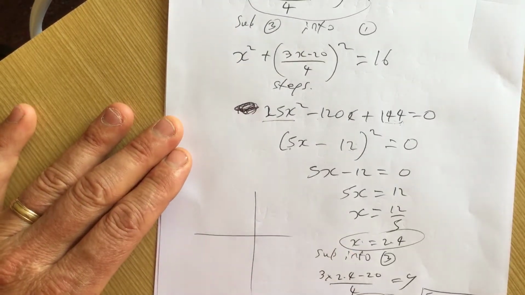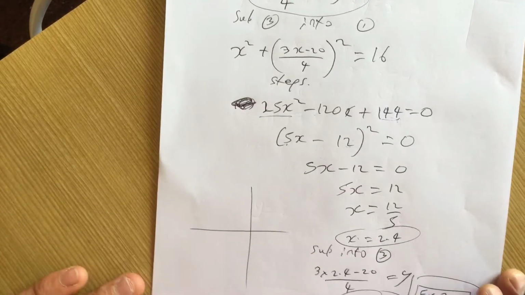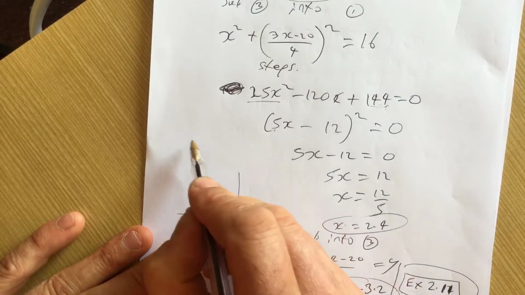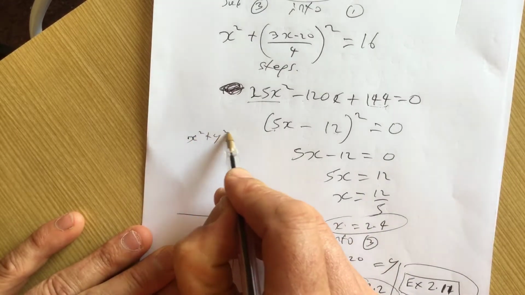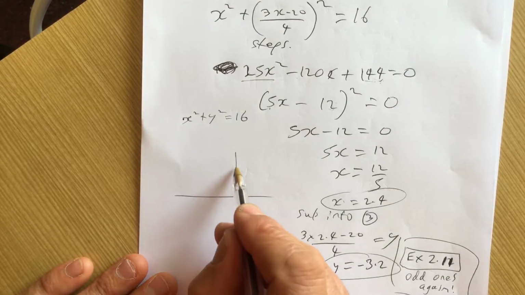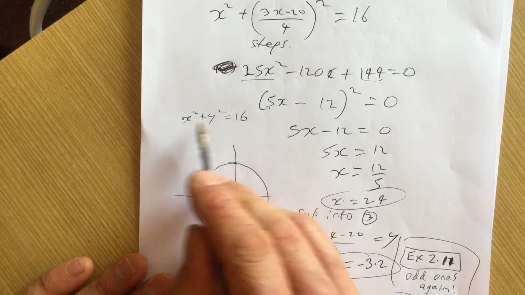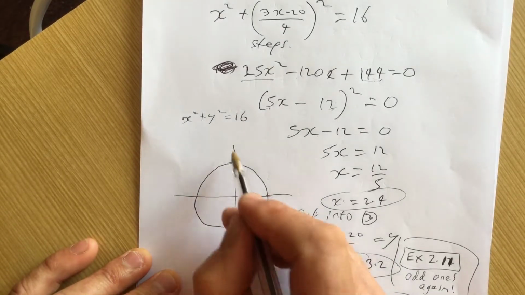I just want to finish off before you do these. These are the questions you need to do, but I want to finish off by looking at what that means graphically. So the first thing I want to say is, what is x squared plus y squared equals 16? What does that look like? Again, remember, this is not our topic now. We might remember that's a circle. X squared plus y squared equals 16 is a circle.